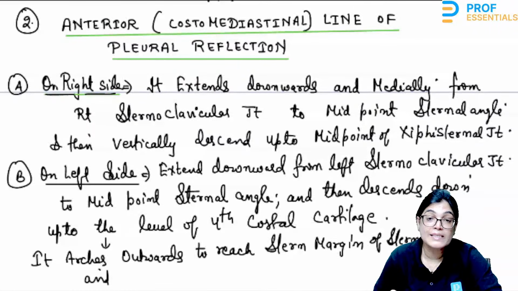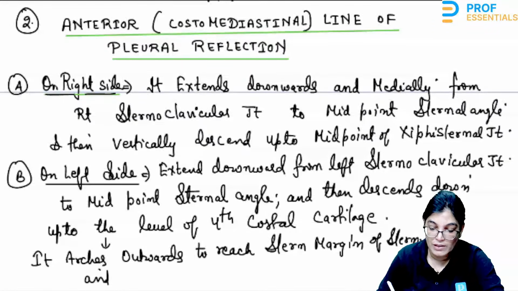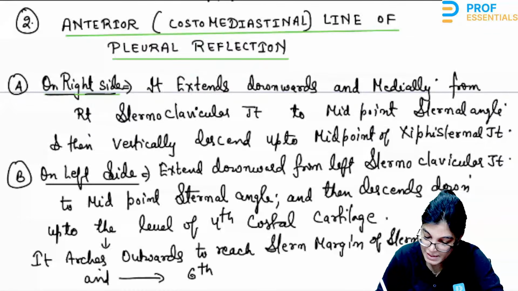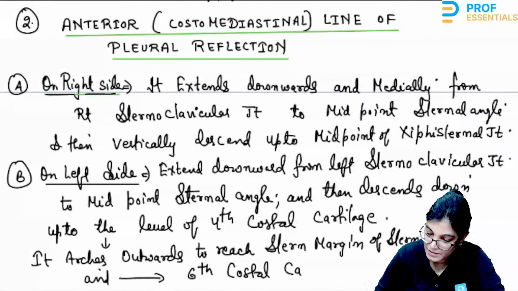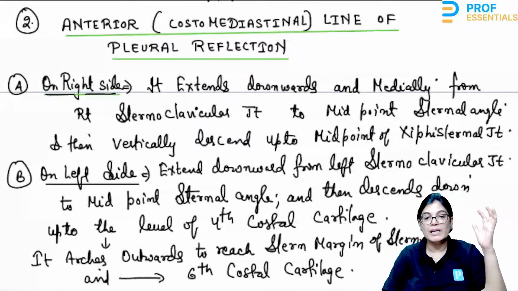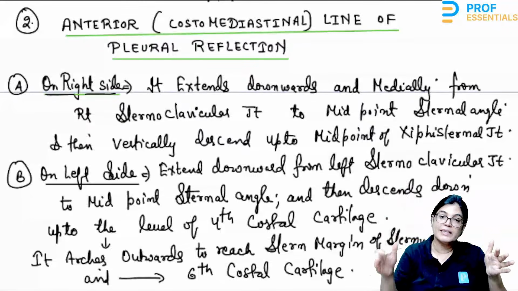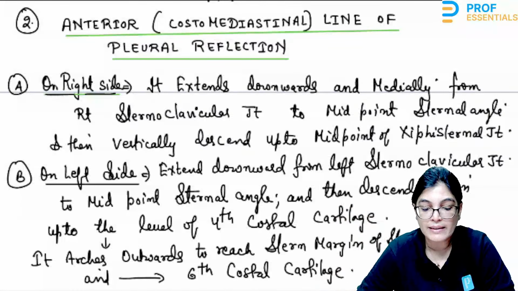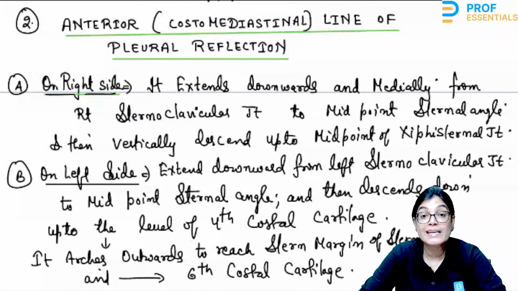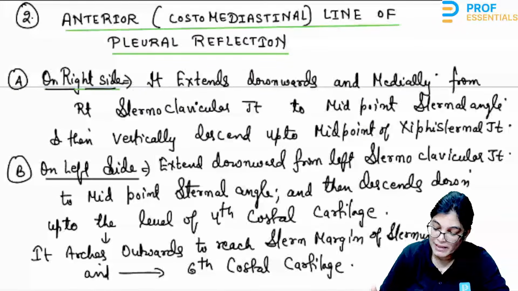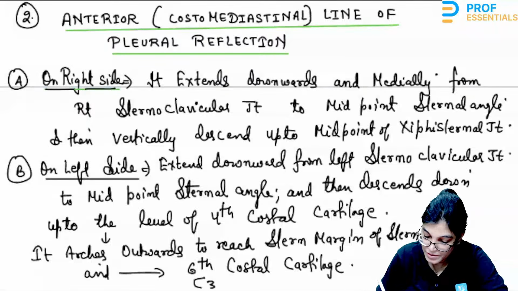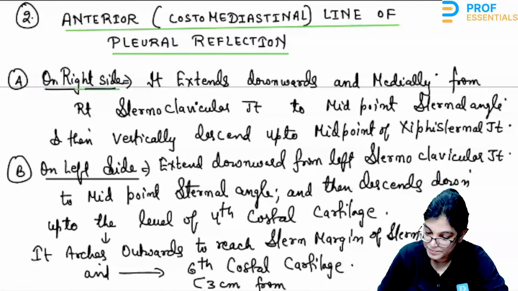After that, it traverses a short distance laterally and reaches the level of the sixth costal cartilage. So from the level of the fourth costal cartilage, as it descends, it arches outward and laterally, and reaches the level of the sixth costal cartilage approximately 3 centimeters from the midline.